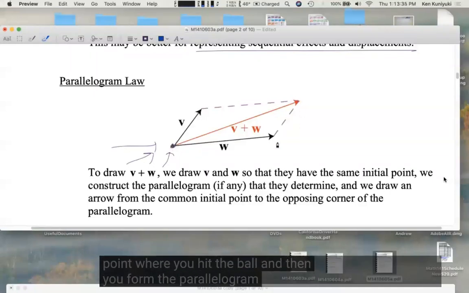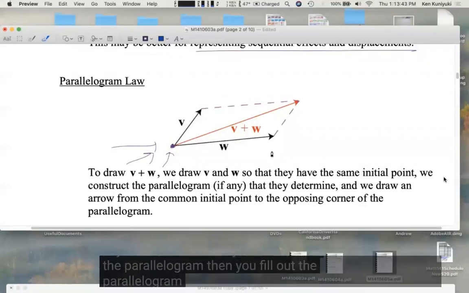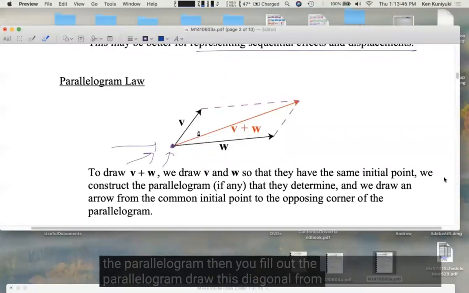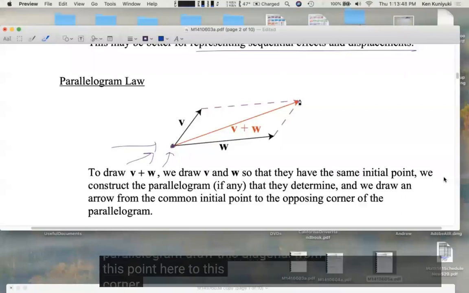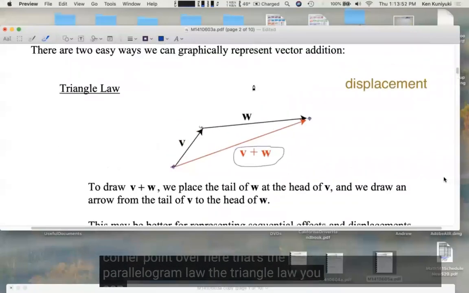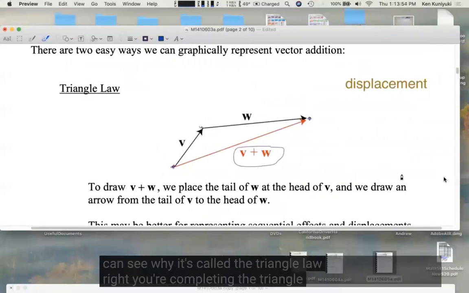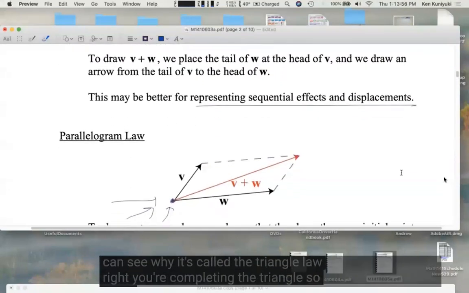And then you form the parallelogram formed by this point and these two vectors as adjacent sides of the parallelogram. Then you fill out the parallelogram, and draw this diagonal from this point here to this kitty corner point over here. That's the parallelogram law. The triangle law, you can see why it's called the triangle law, right? You're completing the triangle. So that's how you add vectors.